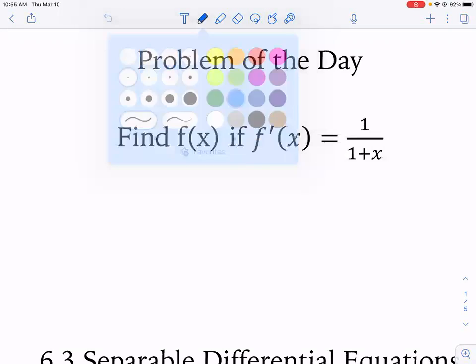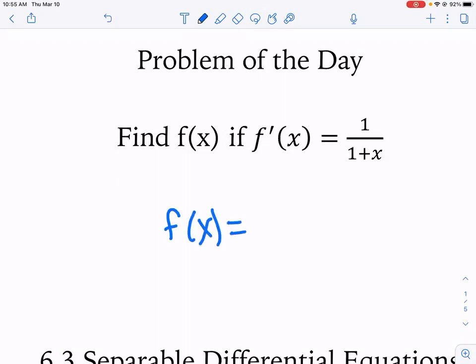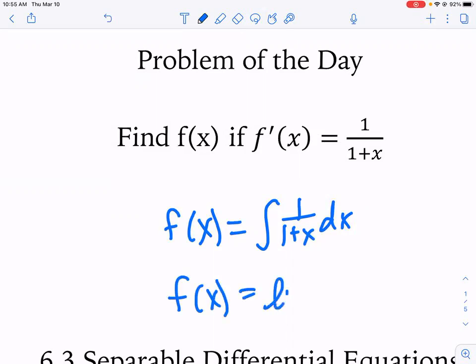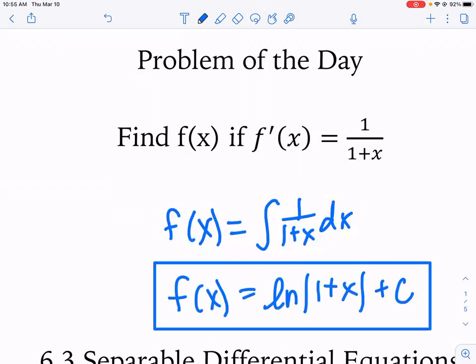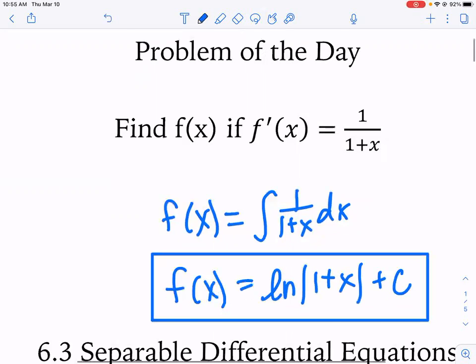Okay, f of x. What is it? What's the antiderivative of 1 over x? Yeah, so what's the antiderivative for 1 over? Anything else? Plus c. You remember doing this? Yeah? Okay.